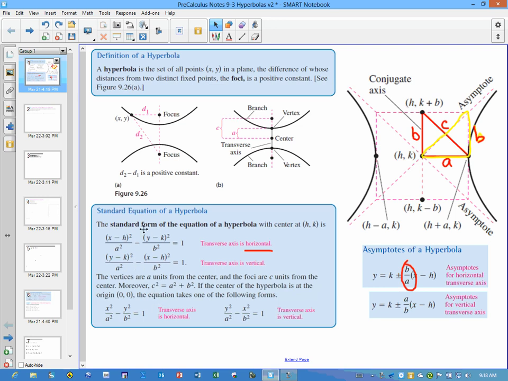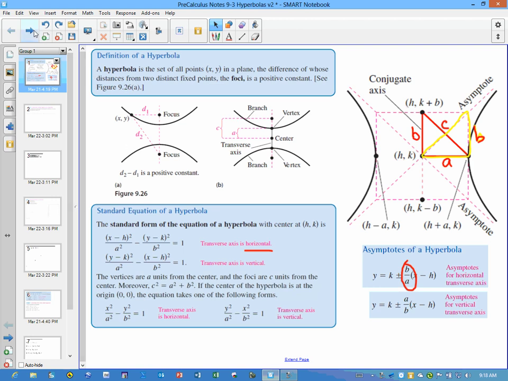So if you subtract two things and the result is a positive number, that means that first thing was larger. So if it begins with an X, that means X is larger. That's what makes it horizontal. And if it begins with the Y, then the Y was larger, and that's what makes it vertical. That's the easiest way to differentiate between the two models. And of course, if H and K are both 0, if the center is at the origin, then you will have these more simplified versions of the equations.